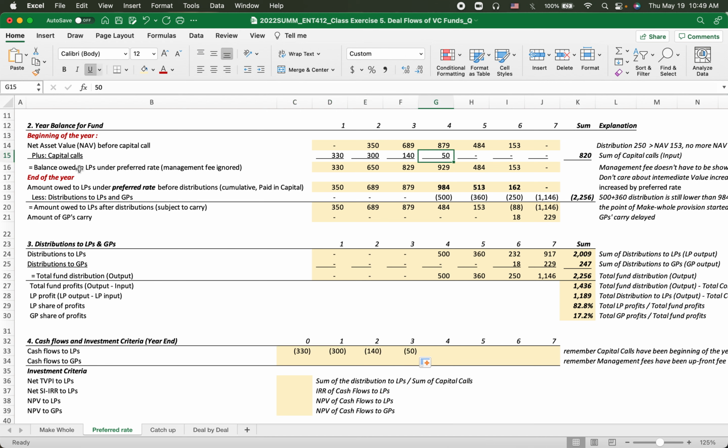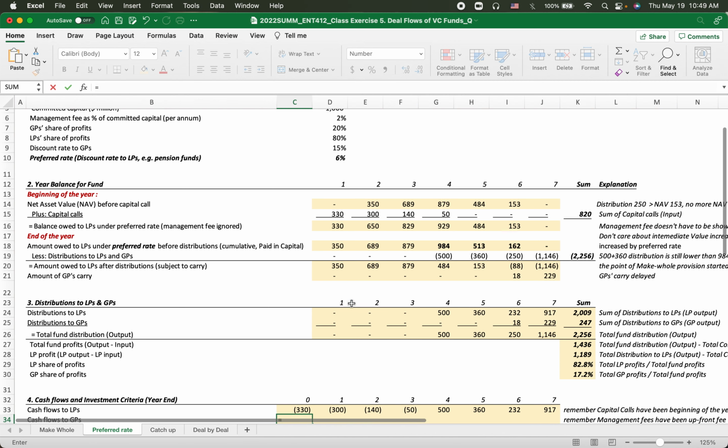It's not year 4. Yeah, it's year 4, but the beginning of year 4, that means the end of year 3. And from year 4, 500, which is the same as the time the distribution to LP incurred. And then we got this oldest number. And then cash flows to the LPs.